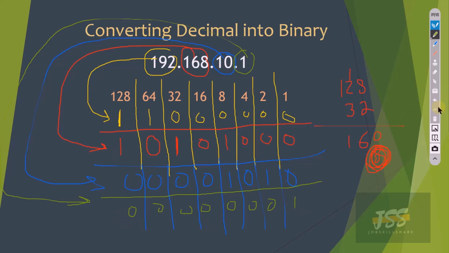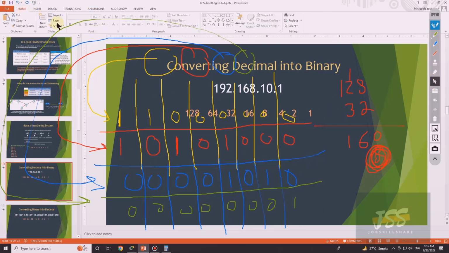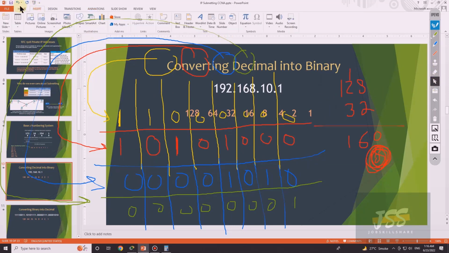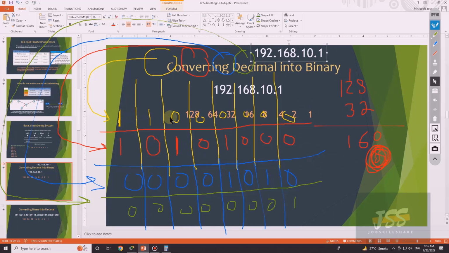I'll just minimize this one and I'll try to type here. If I copy this and this one, I'm basically going to write, I do not have space, I'm just going to write down the output, the result which I have.